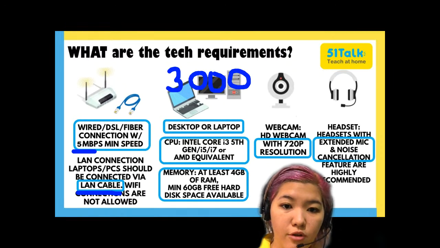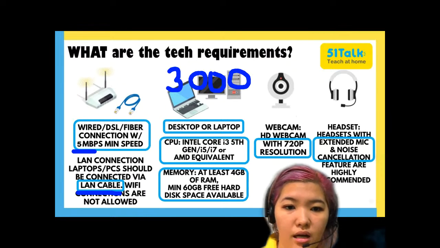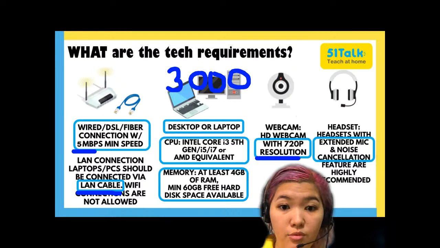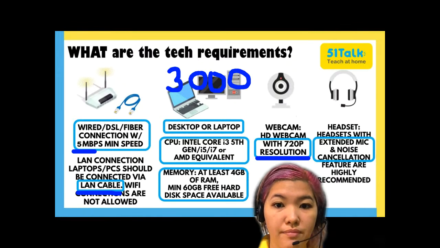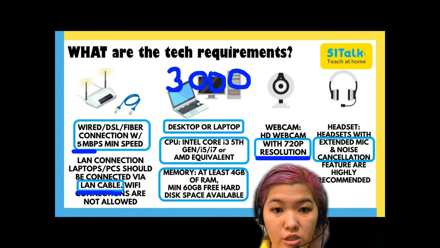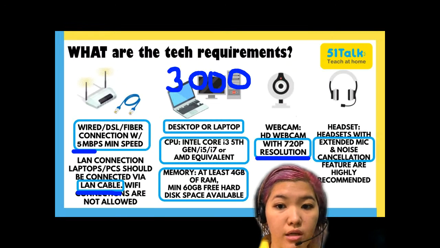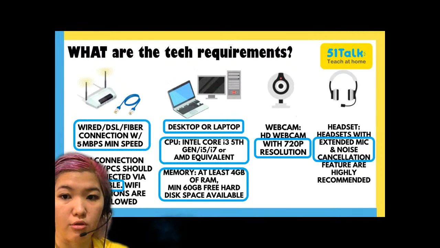Memory at least 4 gig RAM, preferably 8. Minimum of 60 gig hard disk space. Webcam is 720p resolution. I'm using Ambiux para malinaw. Extended mic and noise cancellation feature. So if you want to really invest, like zero equipment ka and you are willing to invest on everything, brand new lahat, 20,000 would do.